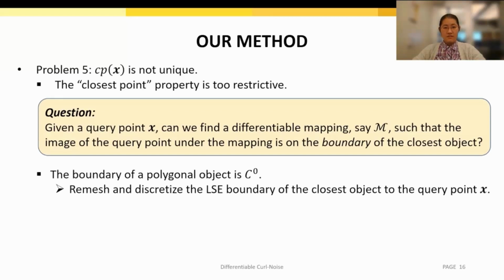Since the LSE distance function is differentiable, its zero isocontour is also differentiable. With the issue of the zero polygonal boundary resolved, let us go back to our question, whether such a mapping M exists. The answer is yes. It's the Schwarz-Christoffel exterior mapping.